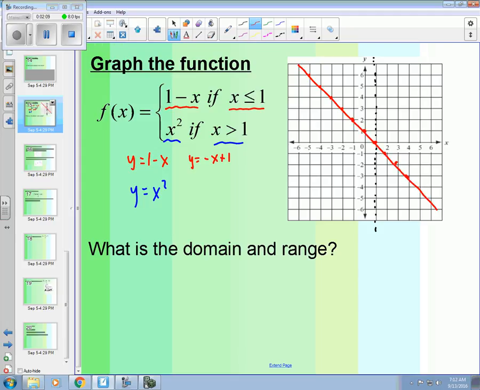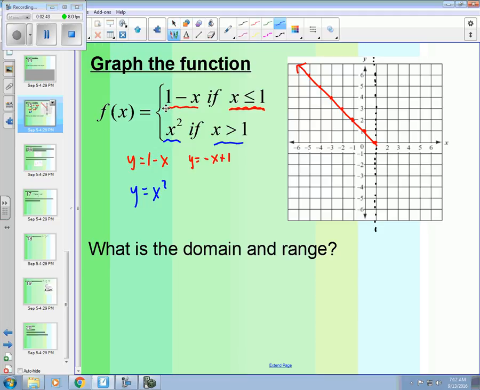Okay, but we got a condition on here. It's only that line when we're less than or equal to 1. So any x value greater than 1, or to the right of 1, we don't want this line. So this part of the line, you don't want. It's going to stop when it hits 1. It'll keep going this other direction, so we can put an arrow on there, but it should stop when we hit 1. Okay, the next part of the line, y equals x squared.